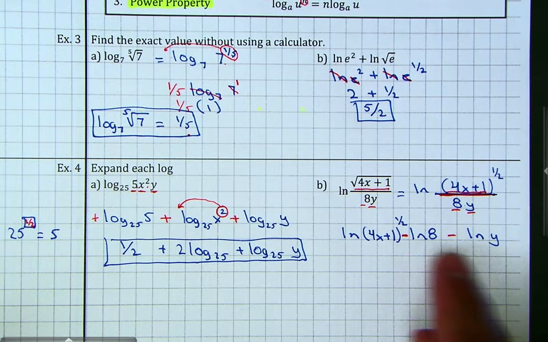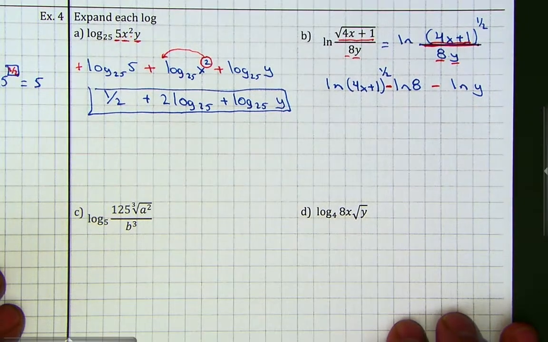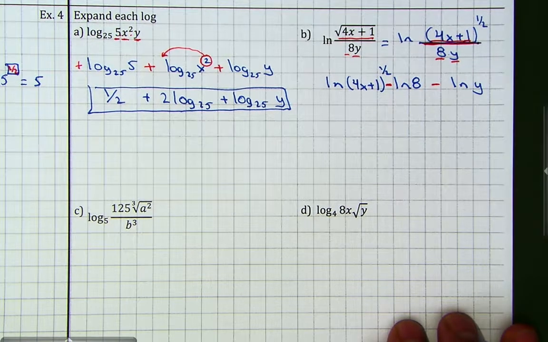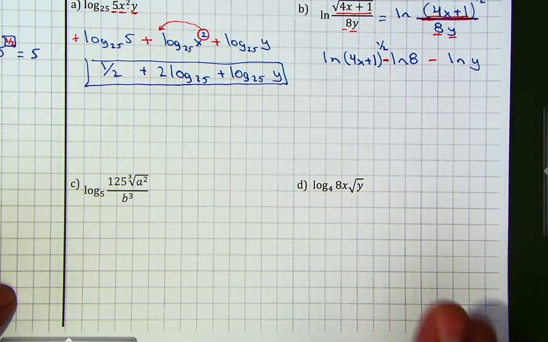And there's different ways of working each of the problems. There's not just one process. So let's try letter C and D. So try letter C and D, see what you get, and then we can check your answers. Go and pause it.